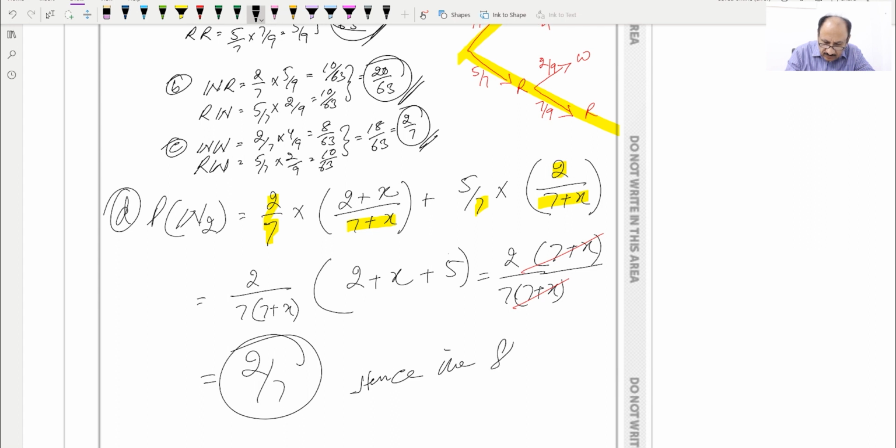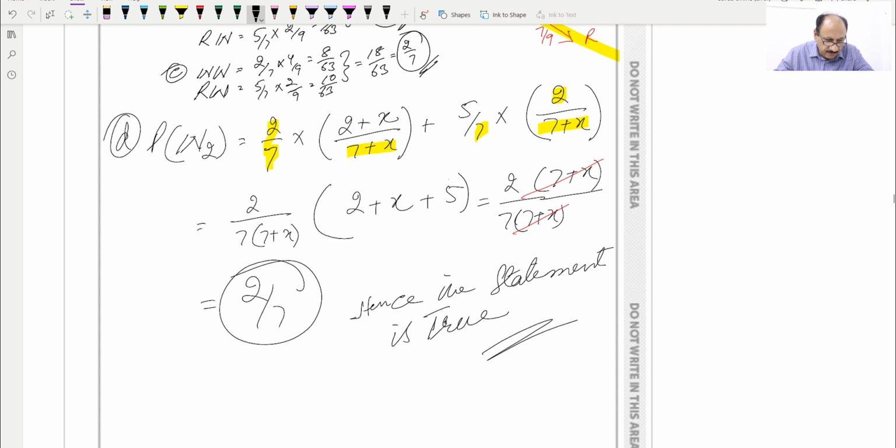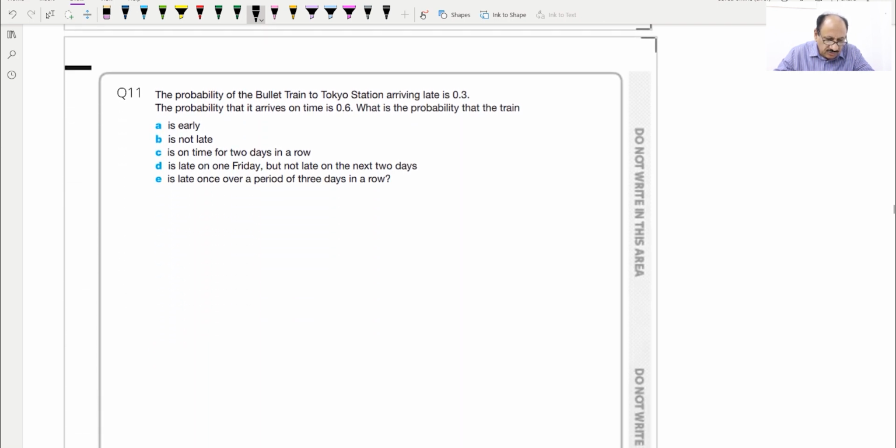Hence the statement is true. So we are done with this question. Now we can move to the next question, question number 11. The probability of the bullet train to Tokyo station arriving late is 0.3. The probability that it arrives on time is 0.6. And what is the probability that the train is early? And these are the questions.